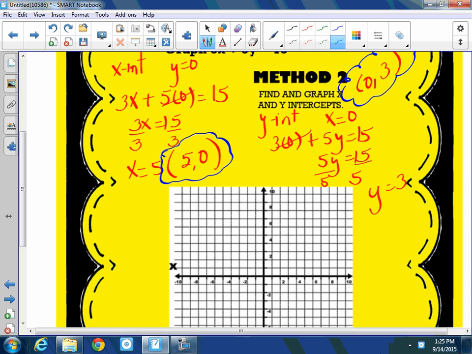So my x-intercept is 5, 0. So 5: 1, 2, 3, 4, 5, and 0. And my y-intercept is 0, 3. And then connect them.